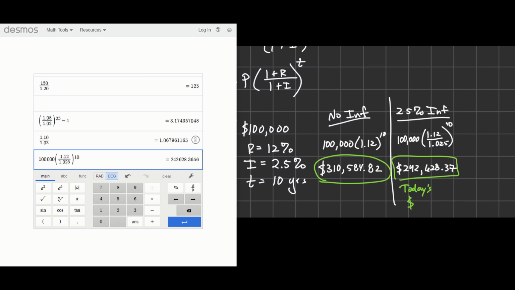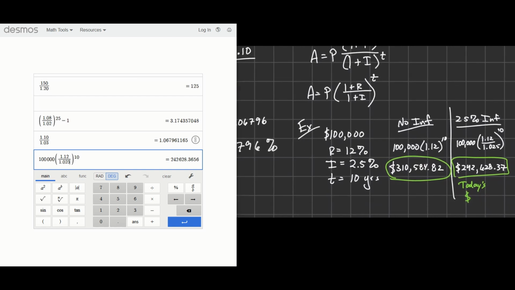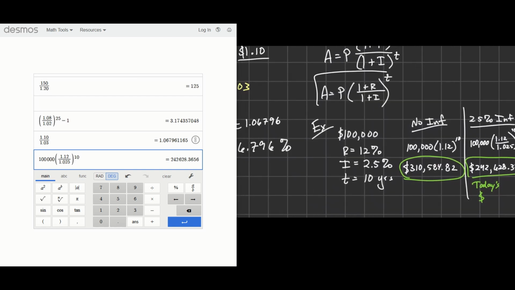And this is a fairly easy calculation to throw into an Excel spreadsheet. Really, it's almost exactly the same as the compound growth formula, but you just have to add in this extra part down here with the 1 plus i. That's really all there is to it.